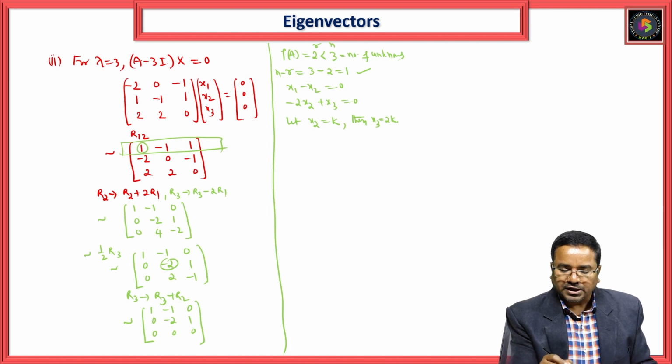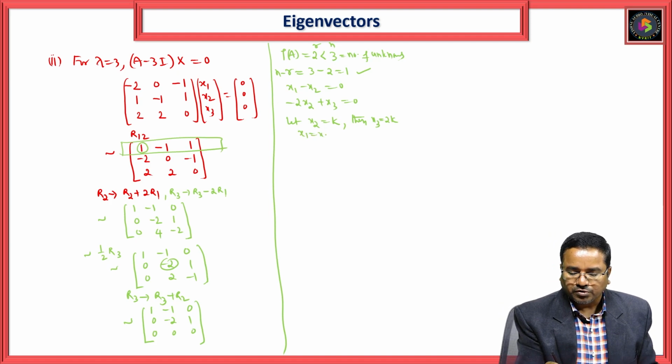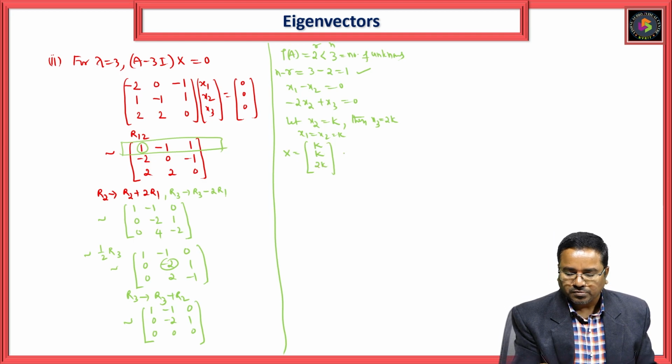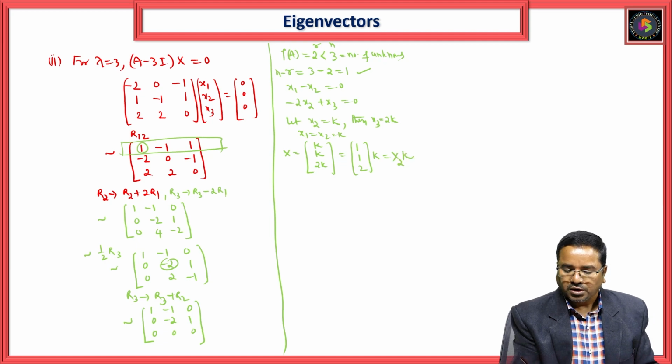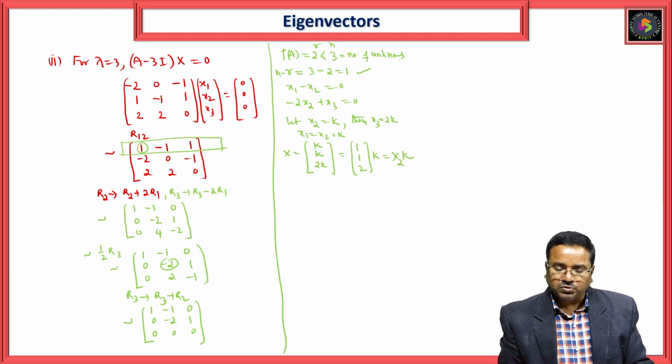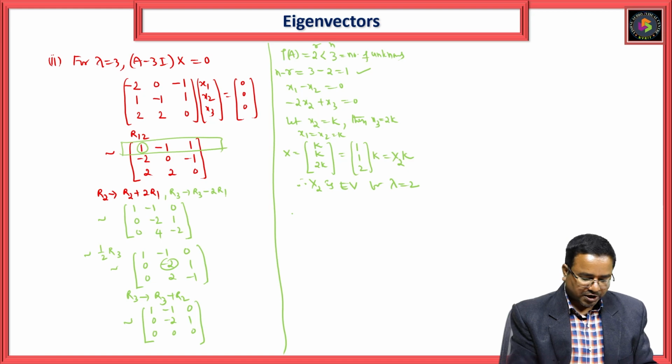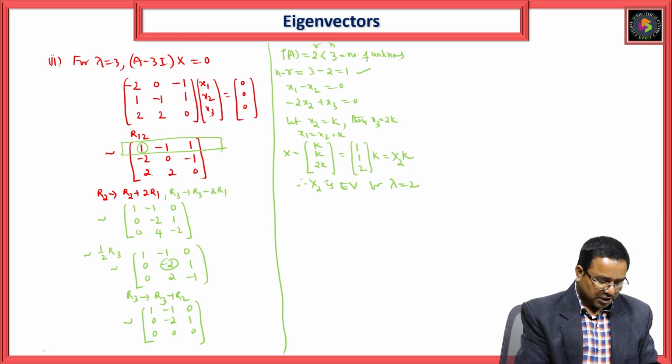Here x1 is equal to x2, so therefore it is also k. Therefore, capital X is equal to (k, k, 2k), which is k times (1, 1, 2). This is the eigenvector, in short form X2, corresponding to lambda equal to 2. So similarly you have to find out the last one.